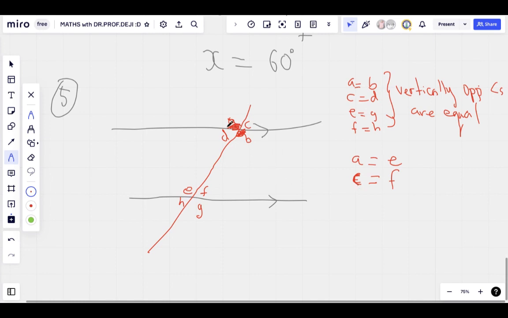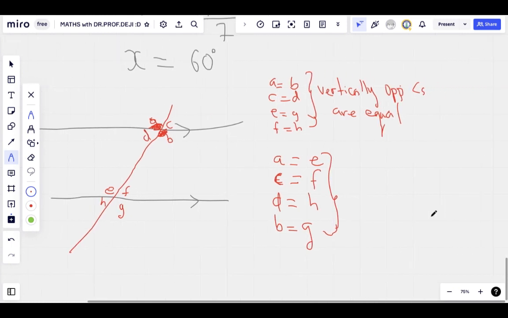And then below, D and H: below the first parallel line on the left side, and H below the second parallel line on the left side are equal, D and H. So we say D equal to H. And also similarly, B equal to G. Why? We're going to state the reason now. The reason is because they are corresponding angles. All corresponding angles are equal because they are corresponding.